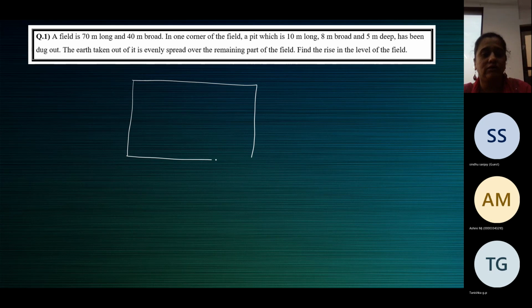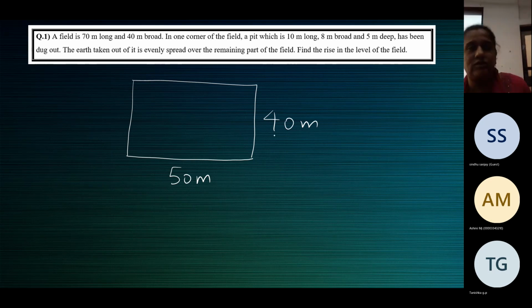Now, there's a rectangular field of length 50 meters and breadth 40 meters. There's a different thing. I'm not using the values in the question. So there's a rectangular field of length 50 meters and breadth 40 meters. Now, in one corner of this field, we dig a pit. Okay, there's a field, length and breadth is given to you. At one corner of the field, a pit is dug.